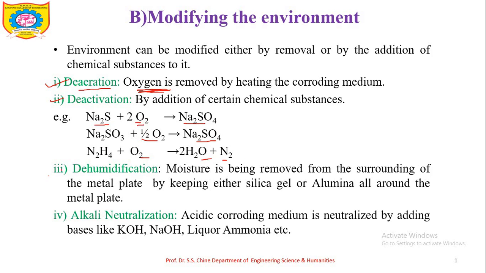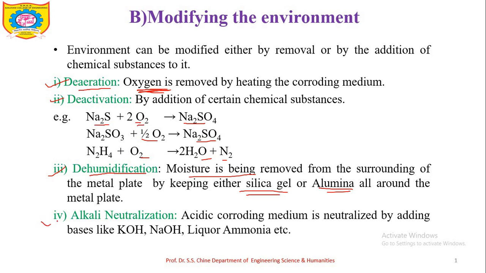The next factor is dehumidification. Dehumidification means removal of moisture. So you have to remove the moisture from the surrounding of the metal structure by keeping either silica gel or alumina. So this silica gel or alumina is able to absorb the moisture, and thus that metal structure will get free from the moisture or humid atmosphere.